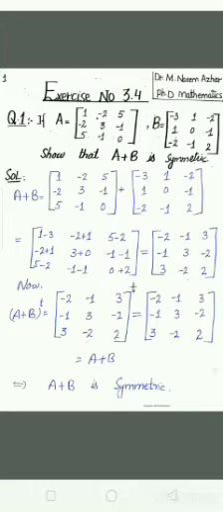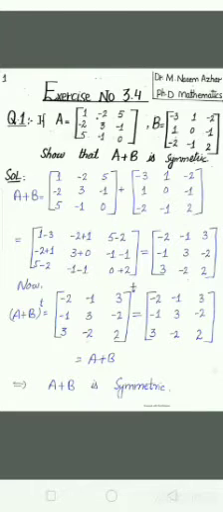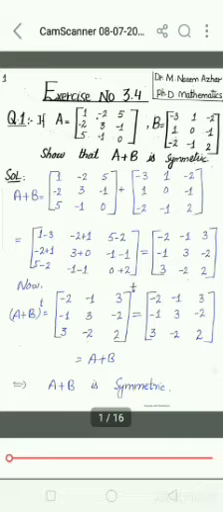That is, mathematically, if A transpose is equal to A, then the matrix is a symmetric matrix. If A transpose is equal to minus A, then the matrix is a skew-symmetric matrix. If A conjugate transpose is equal to A, then the matrix is called a Hermitian matrix, and if A conjugate transpose is equal to minus A, then that matrix A is called a skew-Hermitian matrix.